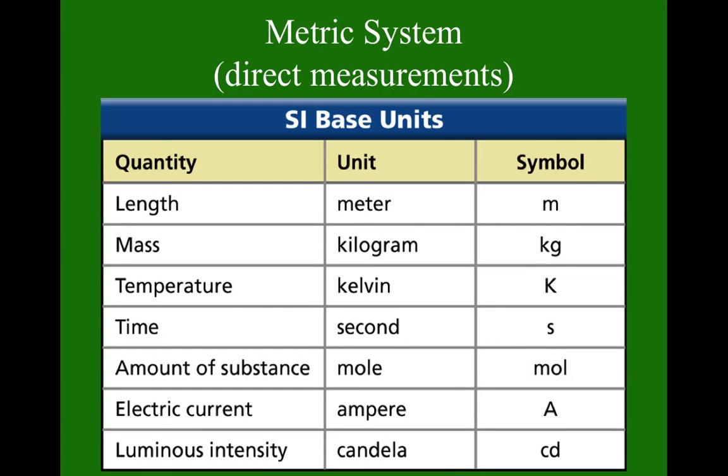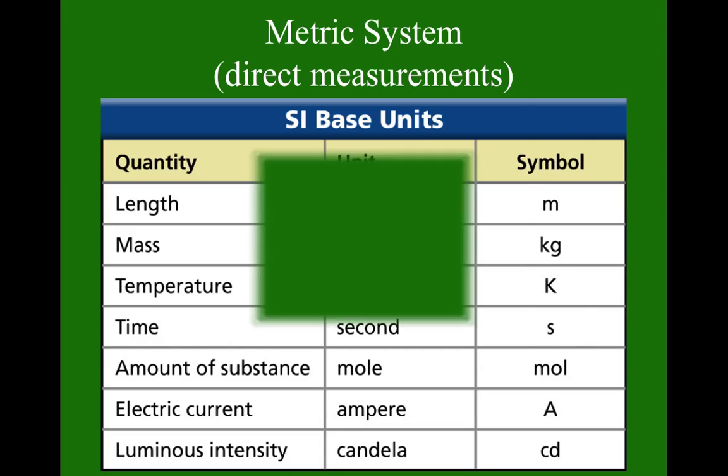So here are the direct measurements that we use within the metric system. Length is a meter, mass is a kilogram, temperature is Kelvin, time is the second, amount of substance is the mole, electric current is the ampere, and luminous intensity is the candela. We are actually going to be working a lot with those first four in this class. The other ones I put on there simply because they are very common, and you will come in contact with them in other science courses that you will be working with.